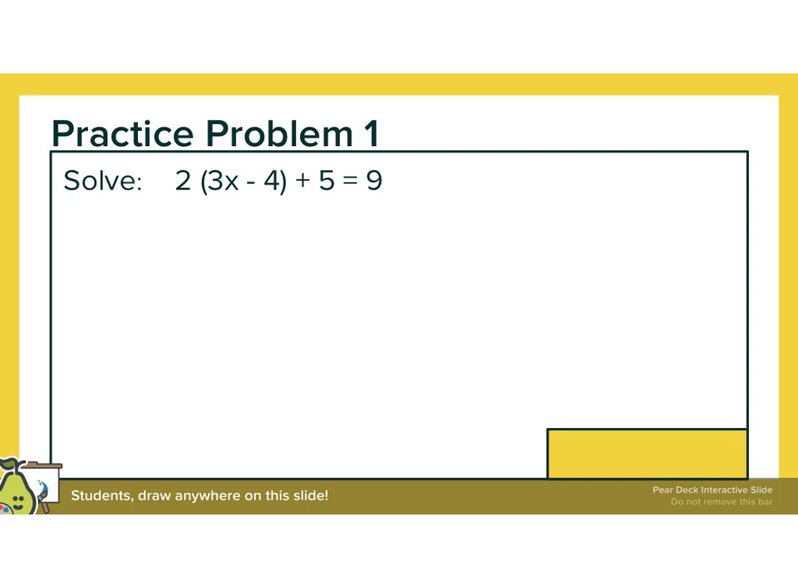All right, practice problem 1. Step 1 says to distribute. I see parentheses. I need to distribute a positive 2. So 2 times 3 is 6, and then don't forget the x.